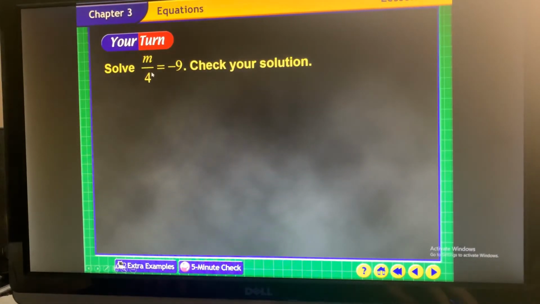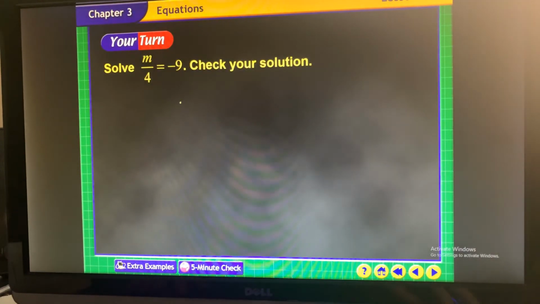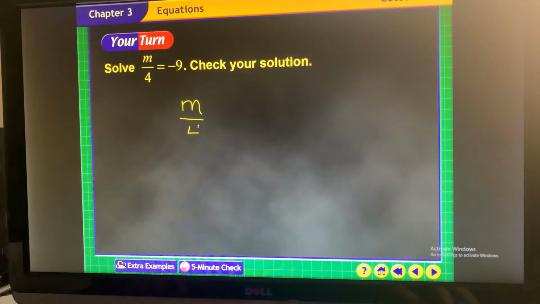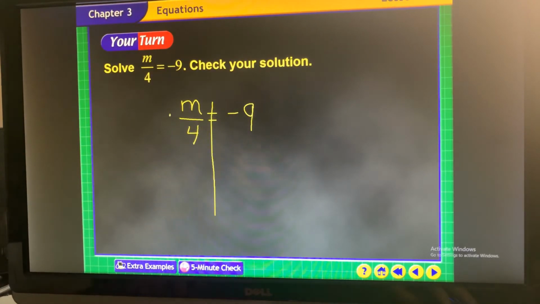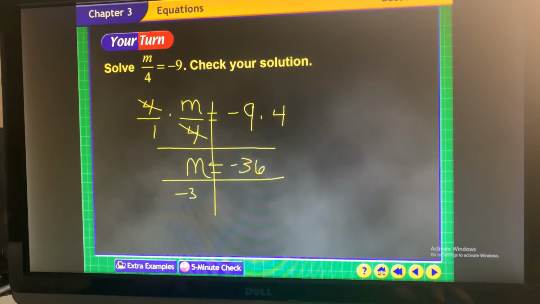Okay, so it's a division problem. Undo it with multiplication. Let's do it again. M divided by 4 equals -9. Multiply both sides by whatever's in the denominator so that you can look at this and go, cancel. M is equal to -36. And then, of course, you go through the process of checking it. -36 divided by 4 does equal -9. -9 equals -9. Check.